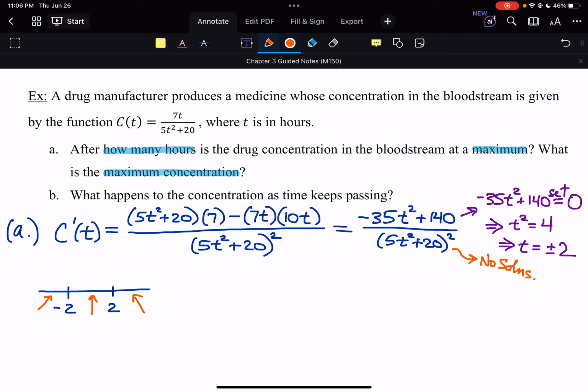We check values around the 2's, so c prime of -3, c prime of 0, c prime of 3. Again, they can be anything, but pick easy ones. If we plug this into this version of the derivative, the denominator is always positive, so really all that matters is the value up here. We end up with less than 0, greater than 0, less than 0. So we get negative, positive, negative. So the graph goes down, up, down, like that.